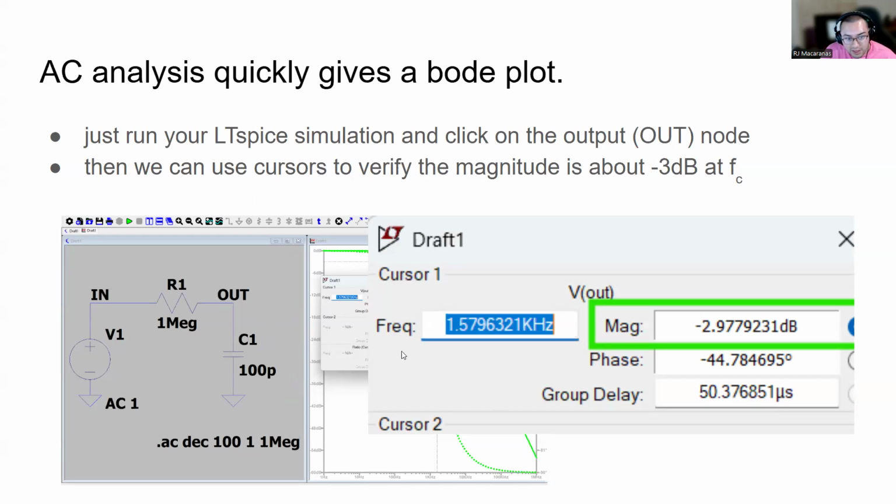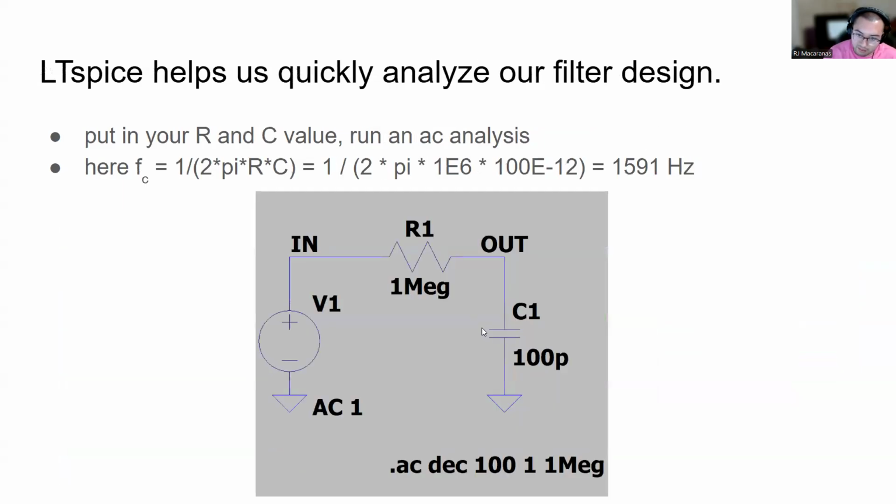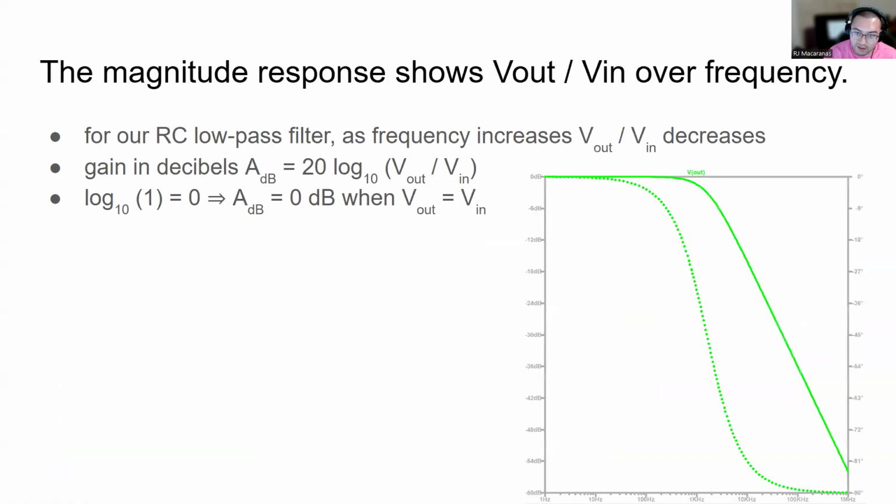All right, so if we just run the analysis, we can quickly verify our half power frequency, right? This minus 3 dB point. If I use these cursors, I can see that my 3 dB point is just above 1579 hertz, which is pretty close to my 1591 which I calculated. So that's good.